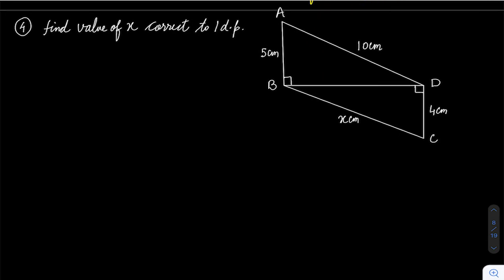So find the value of x correct to one decimal place. Okay, so now two triangles are given, ABD and BDC. Some lengths are given, 5, 10, and x we have to find out. Okay, so CD is given as 4. So we need to find x.